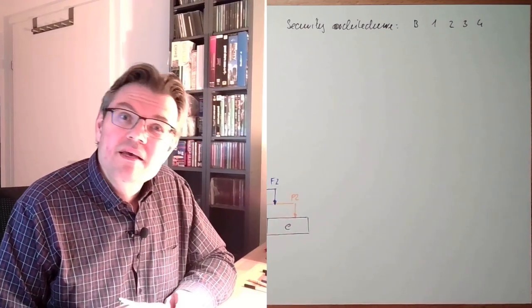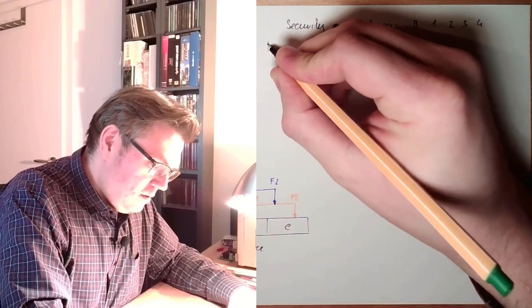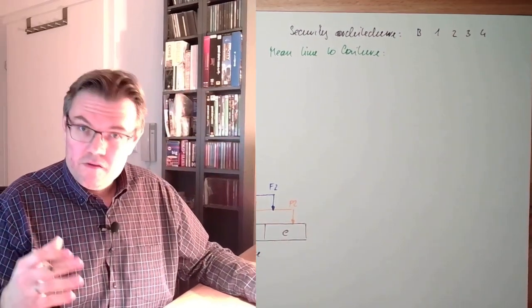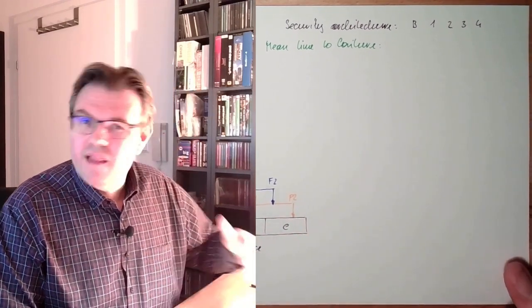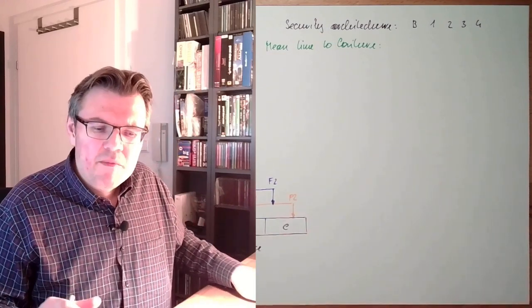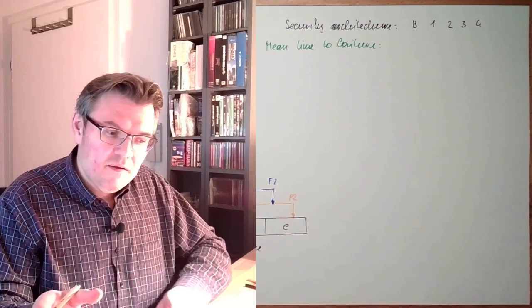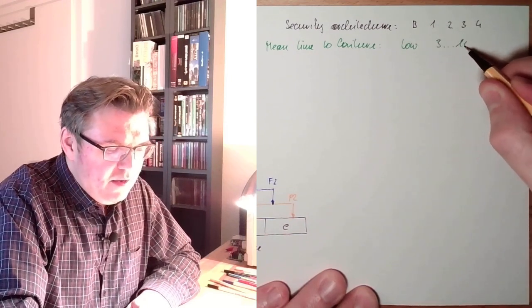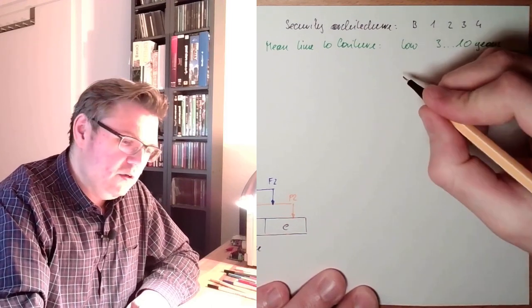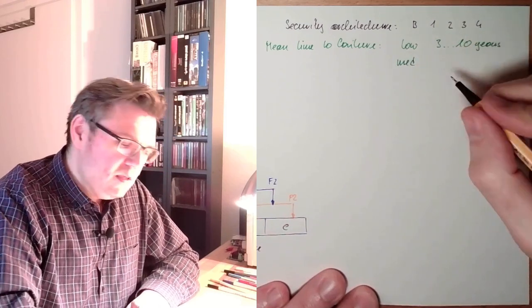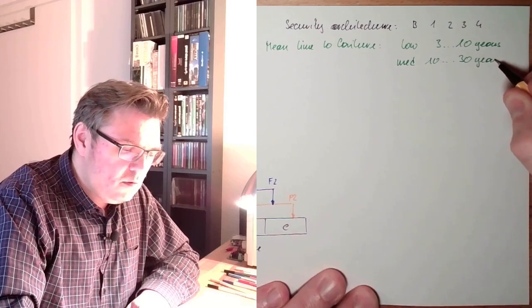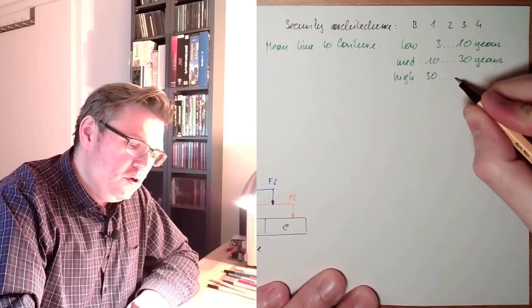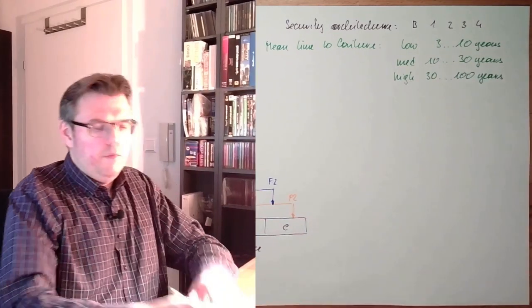A second thing which will have influence is the mean time to failure. The components I use in my construction always have a lifespan, and there is always a given mean time to failure. This means the average time it takes for an element to fail. And there are the categories: low, which means the mean time to failure is somewhere between 3 and 10 years. Then there is the category medium, somewhere between 10 and 30 years. And then there's the category high, of course, above 30 years, so 30 to usually 100 years. It basically means built for eternity.